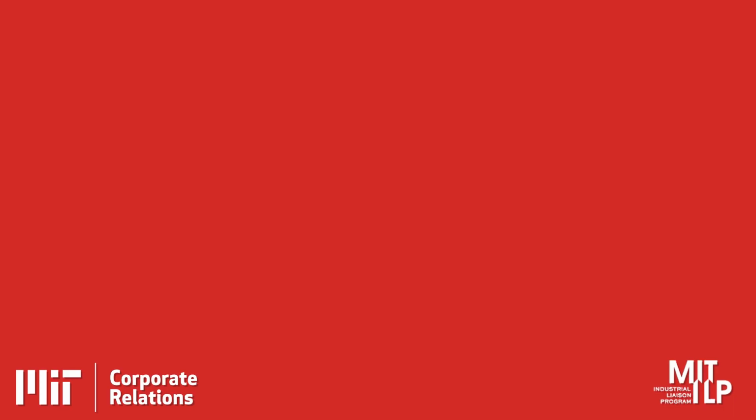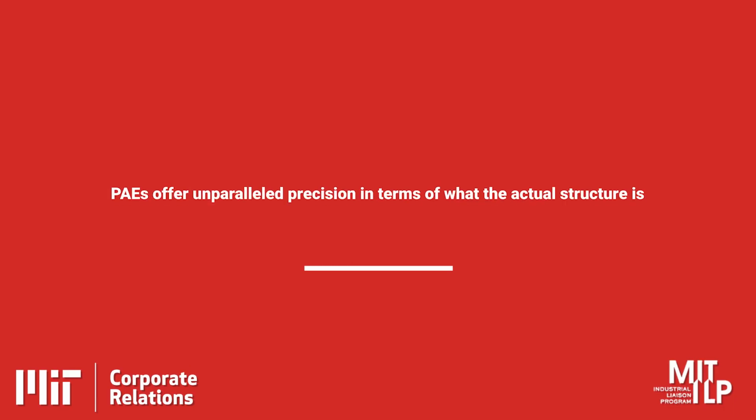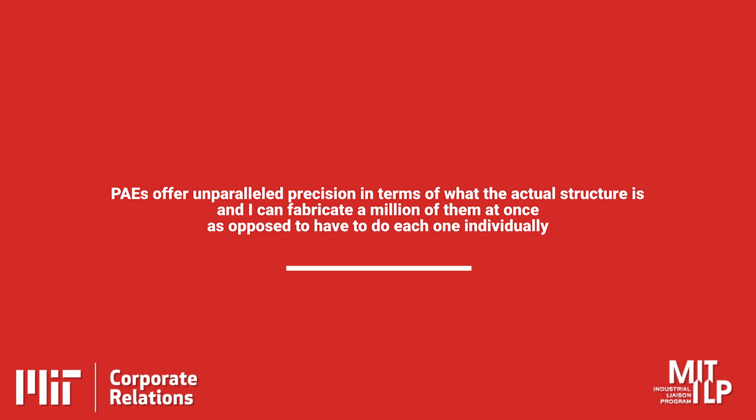If we have a self-assembled material that always makes a pre-programmed shape, then all we have to say is, okay, well, I want this material to assemble right here, and it's going to make this particular shape, and then I know exactly what my component is going to be. That means that I can do that 1,000,000 times over across an entire wafer all at once, instead of having to come in and program each and every one and write them all individually. So the PAEs offer unparalleled precision and programmability in terms of what the actual structure is, and I can fabricate 1,000,000 of them at once, as opposed to having to do each one individually. So there are specific niche applications for that, but in those applications, there's simply nothing like them.